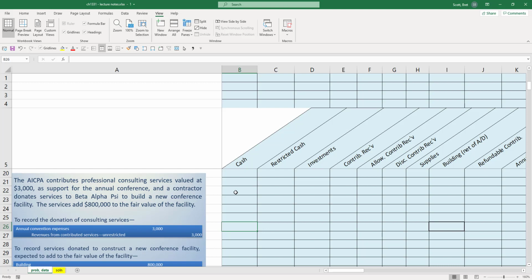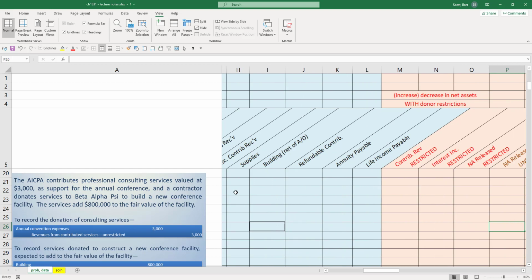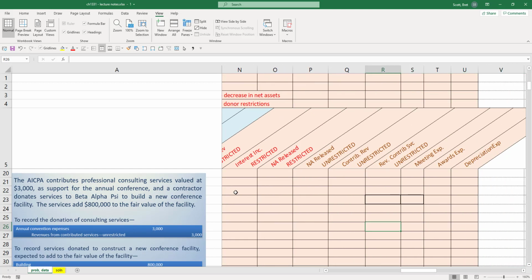In this situation, we would say, going all the way over to the income statement, hey, look, we have some contributions. In this case, the AICPA wants to support the Beta Alpha Psi organization as a whole and provide consulting services. Fine. Thank you, AICPA. How much are those consulting services worth? From a fair value perspective, which is all that we're really concerned about, we want to record those essentially as an expense, as if we paid for those ourselves in cash.